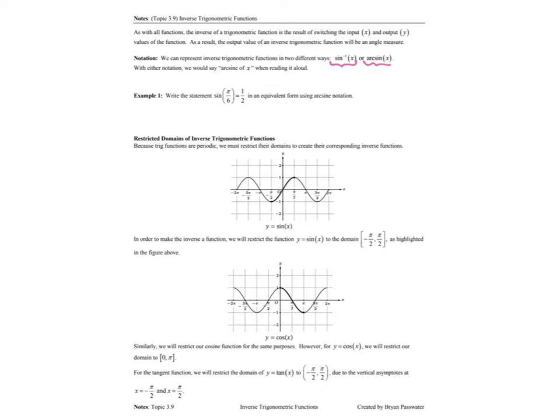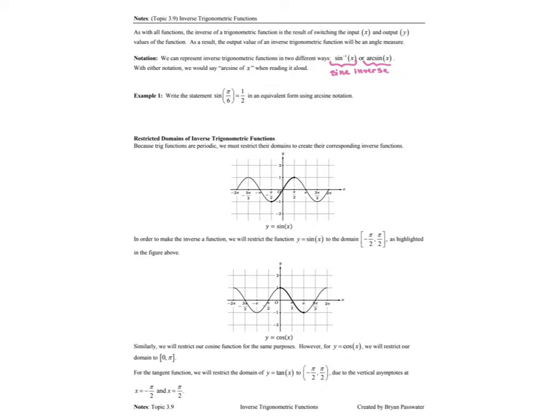How do you say that? Sine inverse. So it's not sine to the negative 1 power. This is said sine inverse. And the other one is called arc sine, and you say it like it's red.